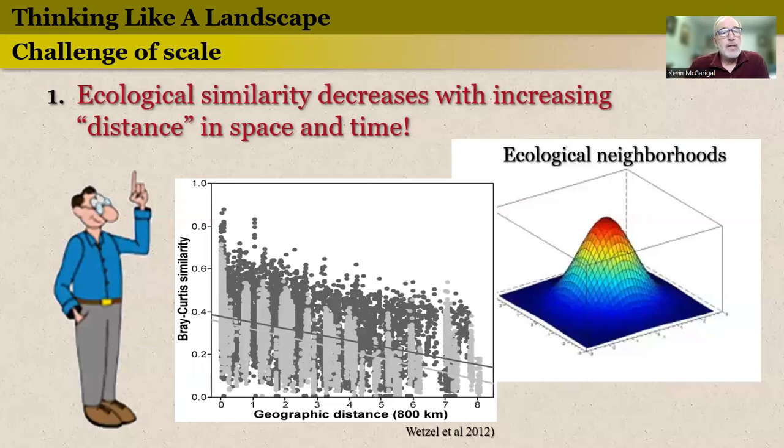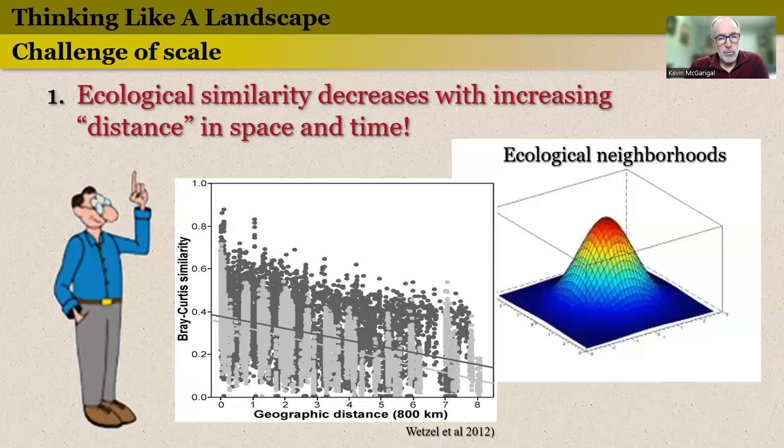The first important point is that ecological similarity decreases with increasing distance in both space and time. This is one of the fundamental laws of ecology and one of the principal axioms of landscape ecology, that ecological similarity decays with distance in both space and time. And this is illustrated with numerous examples. One example shown here in the bottom left figure shows the ecological similarity as measured by a particular metric, here the Bray-Curtis similarity coefficient, and how it decreases with geographic distance, so spatial distance, in the similarity of planktonic communities.